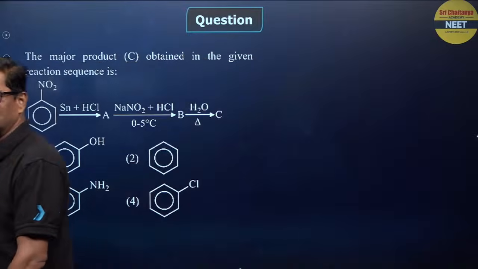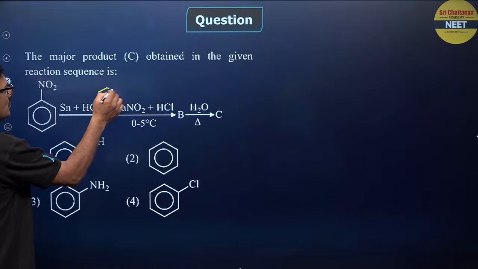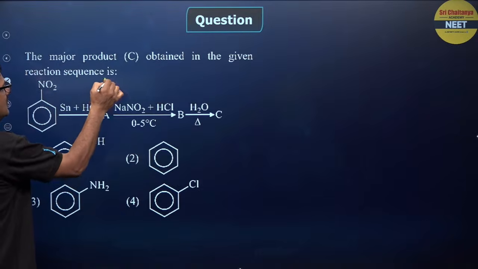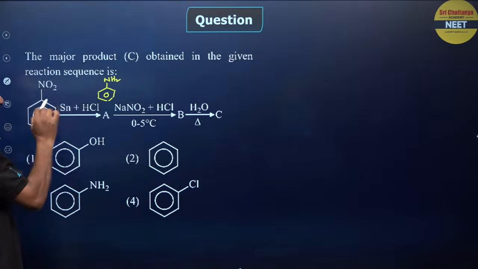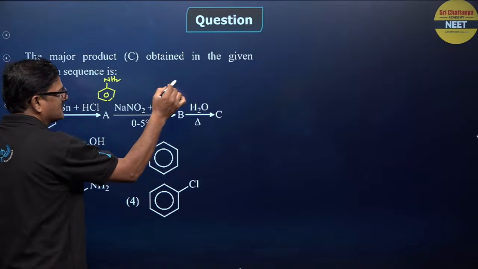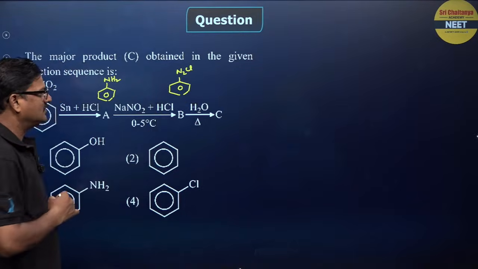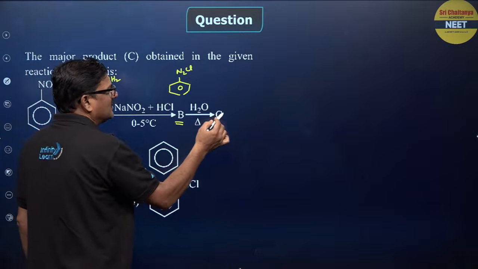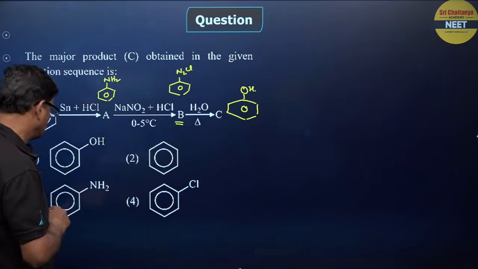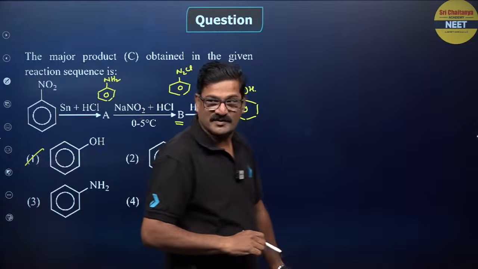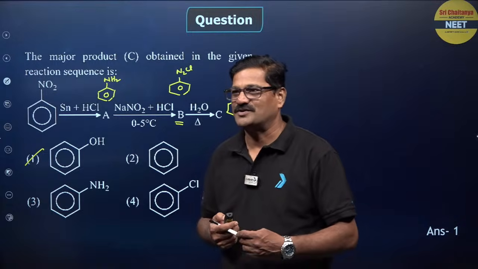So the major product: nitrobenzene when treated with HCl gives NH2. Amino group is formed, so nitrobenzene is converted into aniline, and it is diazotized, giving rise to N2Cl. This diazotization product is B. On hydrolysis, I will get OH, phenol. So my answer is going to be 1 in this situation. Okay, thank you. Here 1 is the correct answer for this question, bacho.